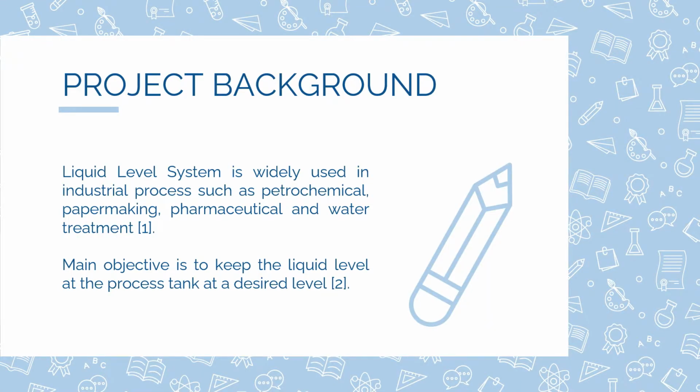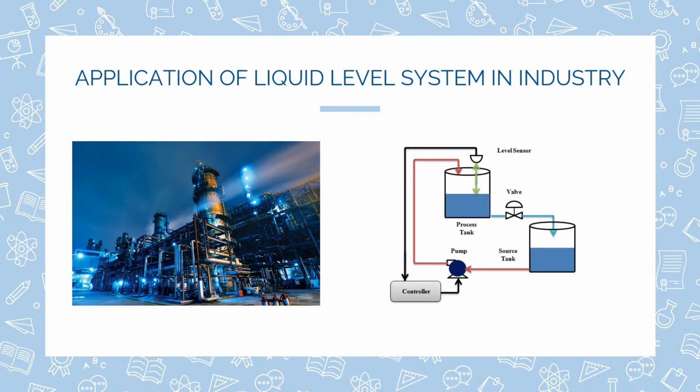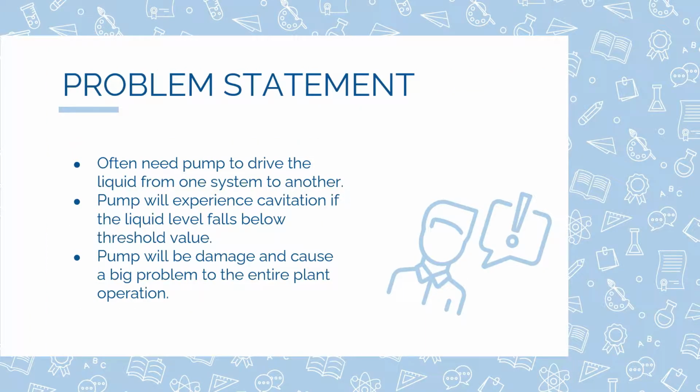Project background. The application of the coupled tank liquid level system is tremendous, especially in chemical process industries such as petrochemical, paper making, pharmaceutical, and water treatment. The main objective of this system is to keep the liquid level at the process tank at a desired level. On the left is the oil refinery or petrochemical plant. On the right is the illustration of how the coupled tank liquid level system works in the industry.